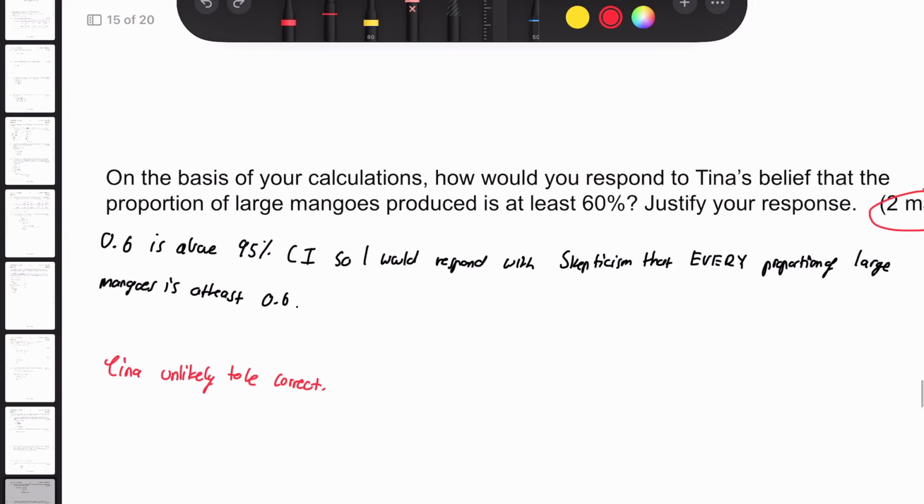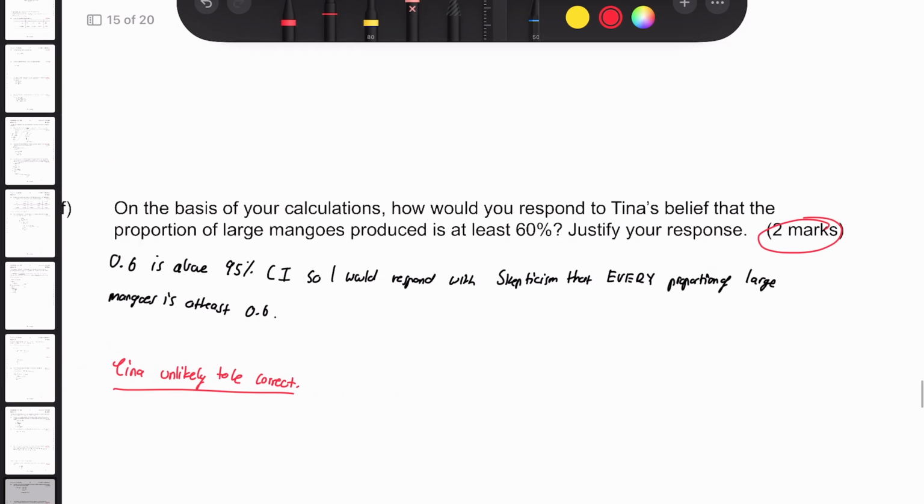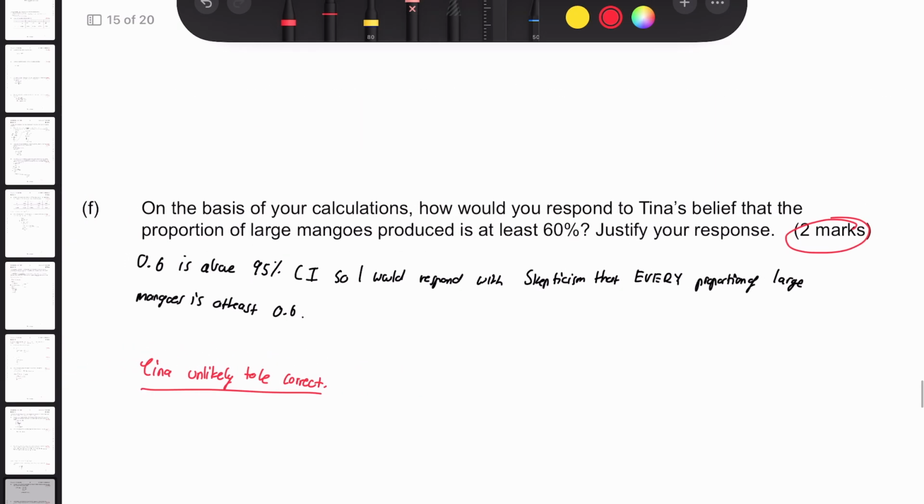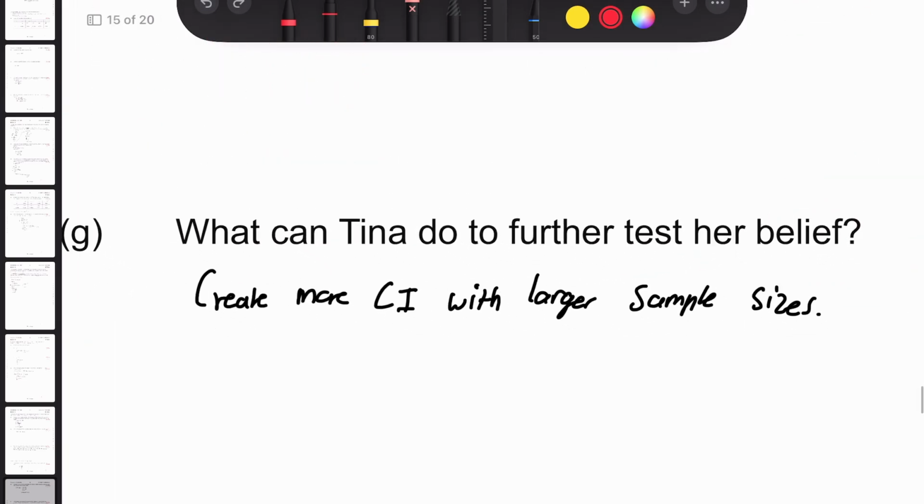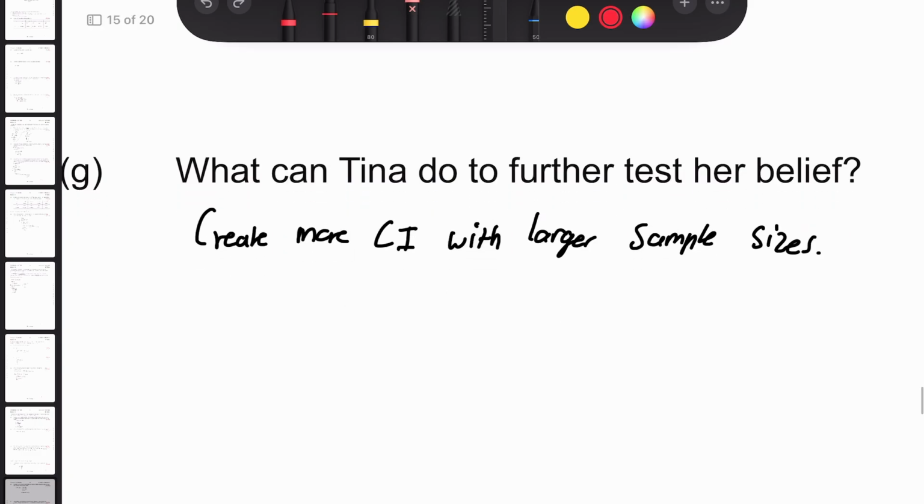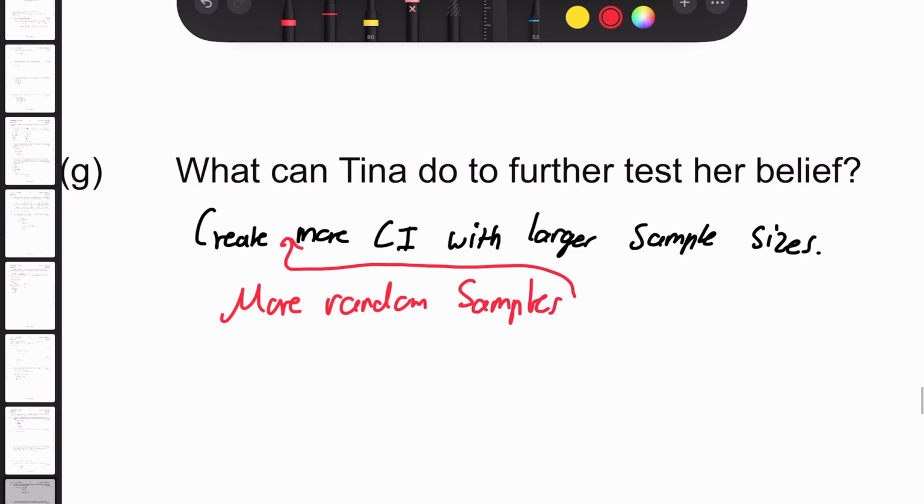Here they use, instead of my skepticism that every proportion is at least that, they said that Tina is unlikely to be correct. But the question doesn't ask you to say whether Tina is correct or not, or to tell Tina that she's correct or not. So I thought my answer was reasonable within the bounds of the question, so I gave myself the mark. And of course, you just got 1 mark for saying it's above the 95% confidence interval. Here was just do more random samples, make more CIs. So more random samples, then make more CIs.